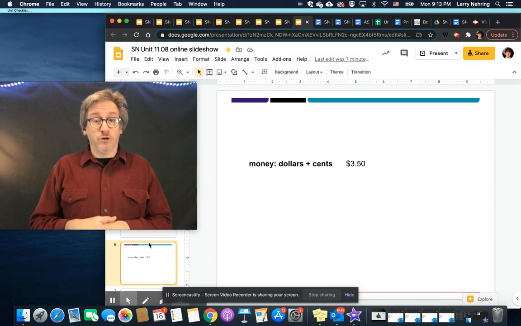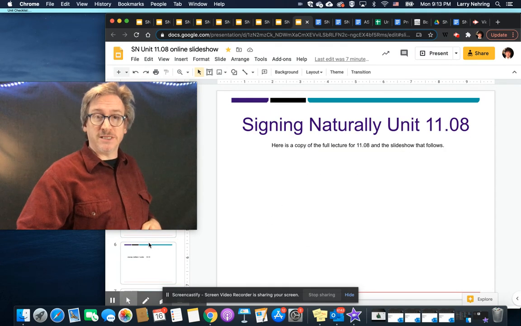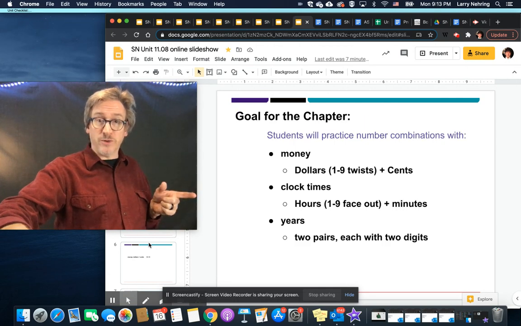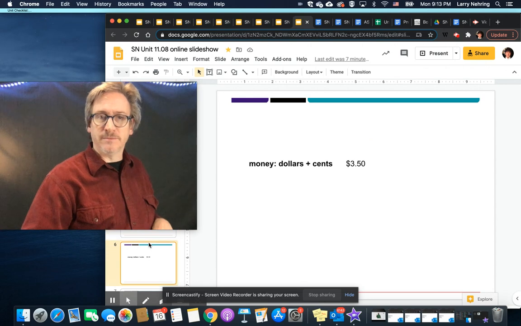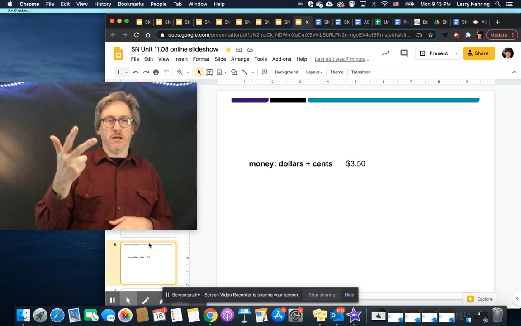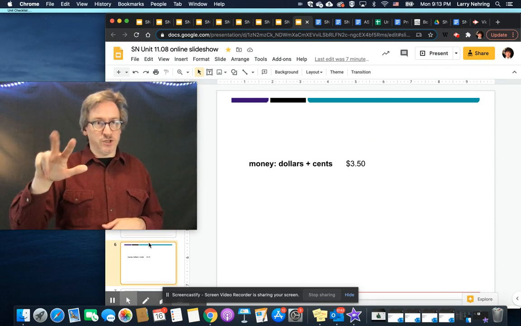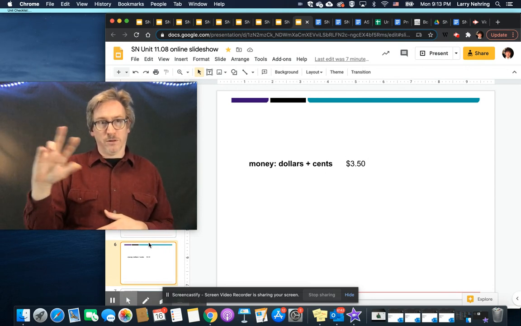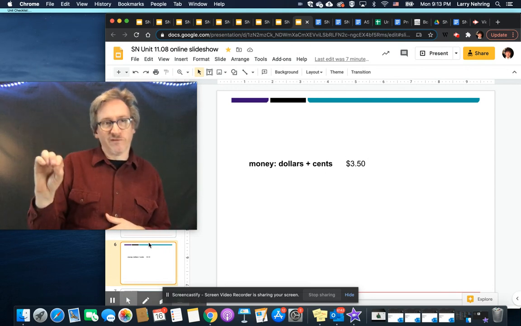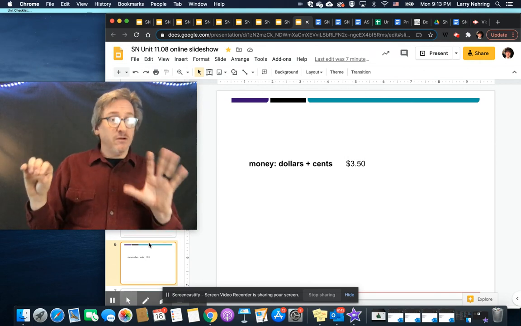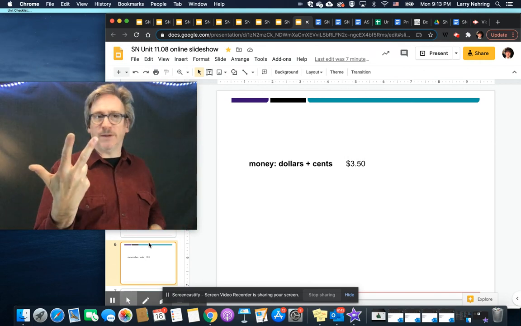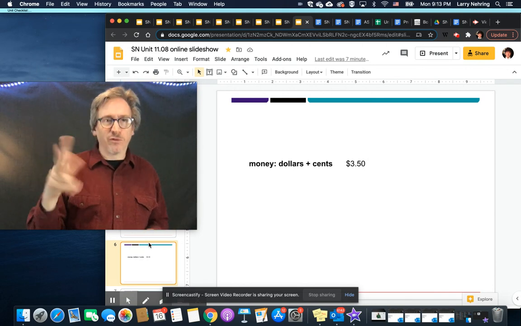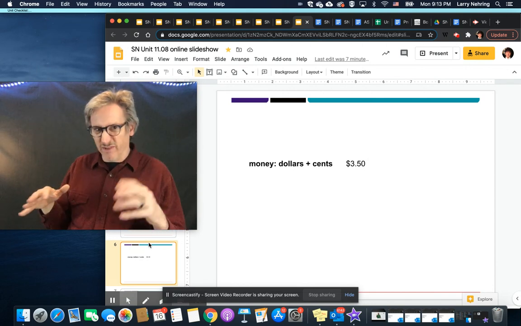So if we go back up to what it says, the twist, so the dollar would twist, and then you add the cents. So $3.50. So $3 ends up with the palm back, 50 palm forward, 350. For right now, do them separate, 350. Eventually you'll be like 350, 350, right? It'll be a lot faster.